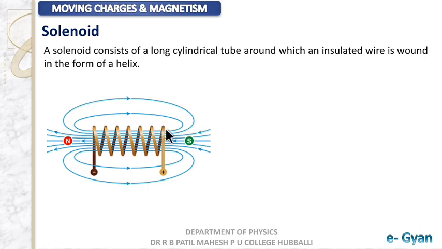So hence the net magnetic field will be below the wires and above the wires. And above the wires it will be very least. Reason is the solenoid is too long.